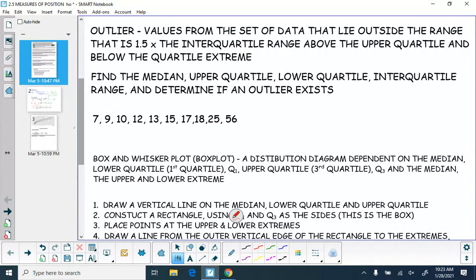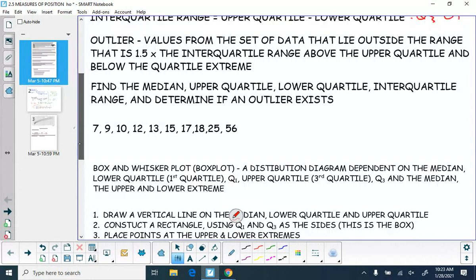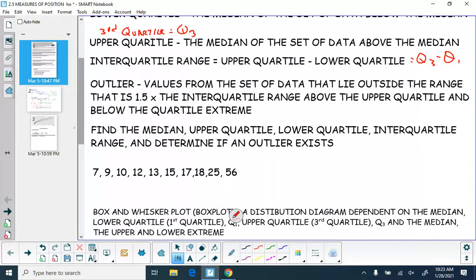Let's determine median, upper quartile, lower quartile, interquartile range, and, oh, I'm sorry, forgot one last thing: outliers. We talked about outliers. What's an outlier? Well, it's a number that doesn't quite fit into the set of data.